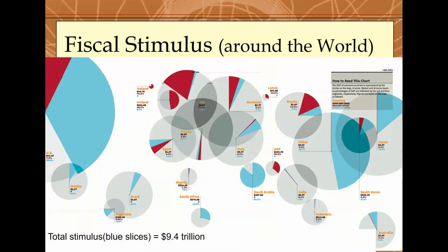Now, this is just a graphic that shows stimulus packages passed in 2009, I believe. And this was showing, for example, China. China spent a lot of money. This is the amount of fiscal stimulus as a percentage of the overall economy spent on stimulating the economy.